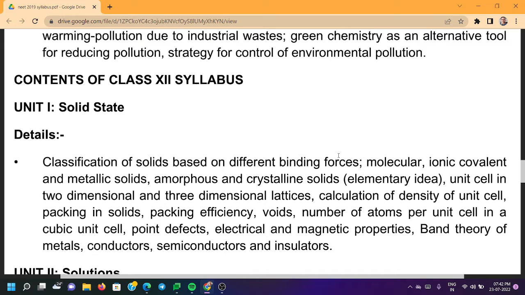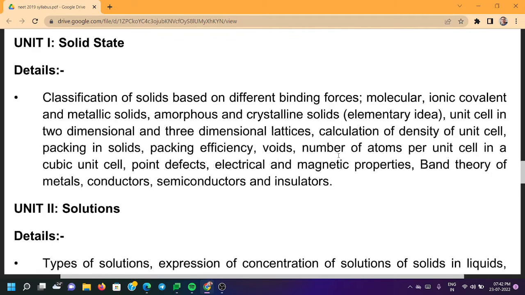elementary idea only. Unit cell in two-dimensional and three-dimensional lattices, calculation of density of unit cell, packing in solids, packing efficiency, voids, number of atoms per unit cell in a cubic unit cell, point defects, electrical and magnetic properties, band theory of metals, conductors, semiconductors, and insulators.